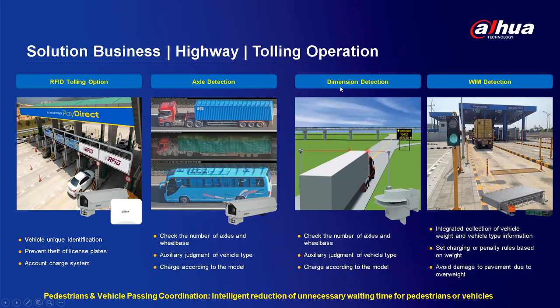Then we have dimension detection, so we can also capture the dimensions of this vehicle so that if it's longer than the set height, then we trigger a warning that you cannot cross this area. Probably when we have this bridge, then it makes it hard for this vehicle to cross. Then we have weight measurement of vehicles, so we can do that. Of course, set charging penalty rules based on weight and also avoid damaging of the roads.